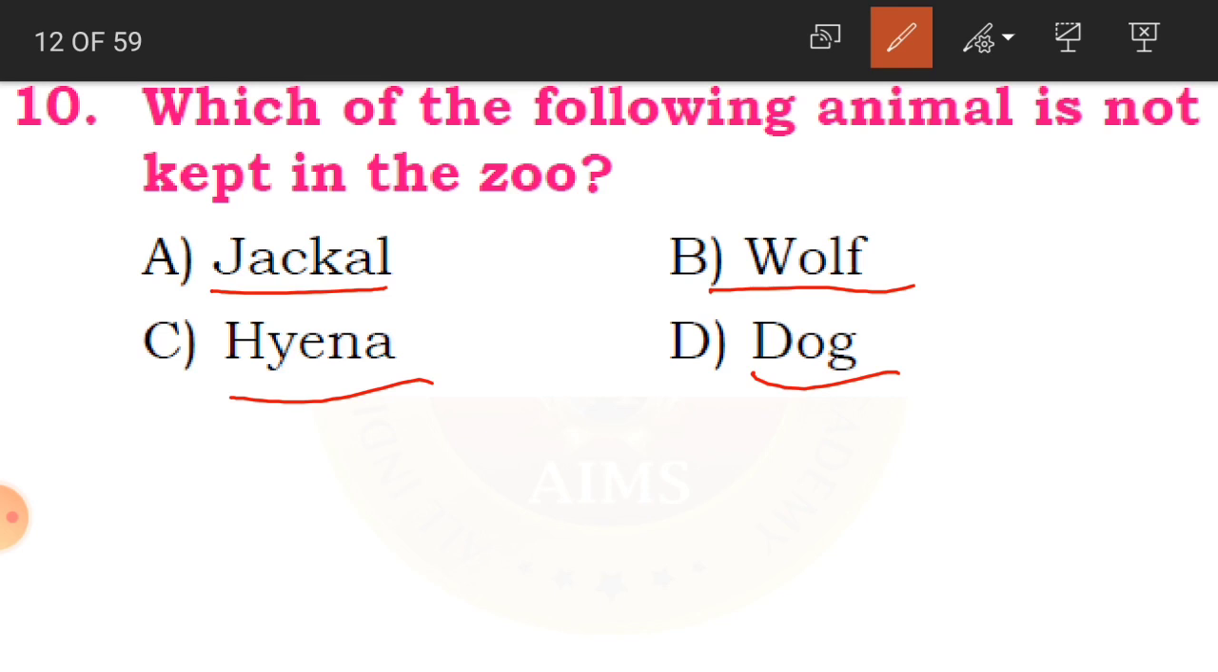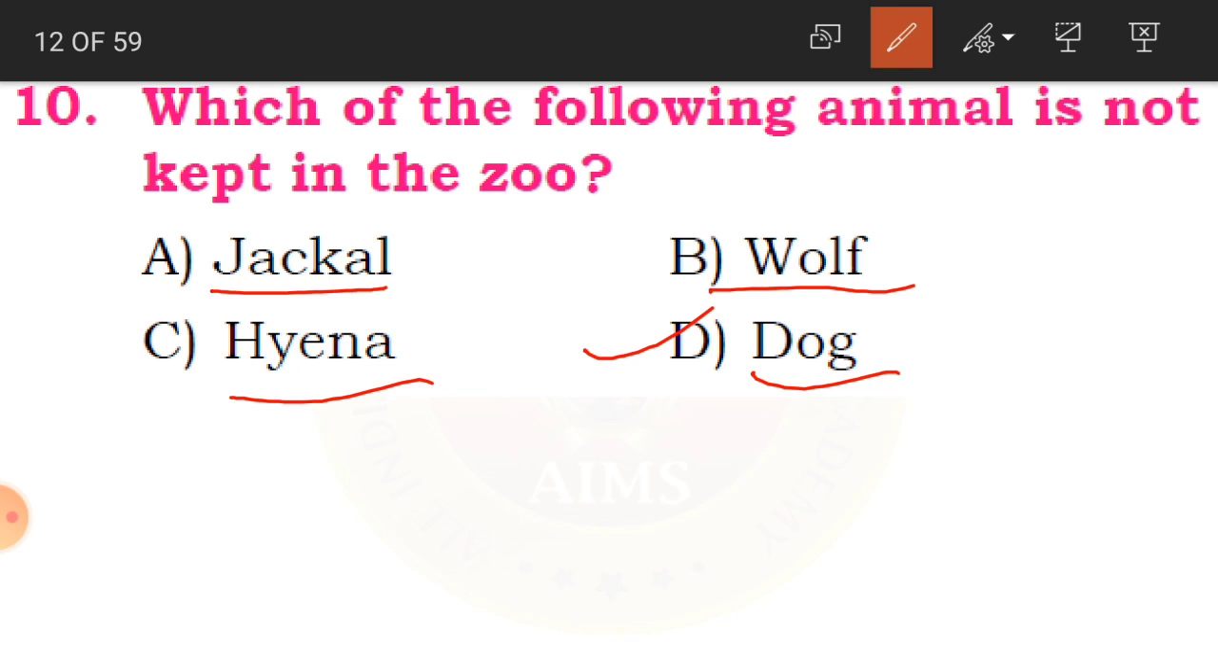They are free to just live along with us. But wild animals, either they will be in the forest or to just have a visit, we'll keep some of the animals in the zoo. We'll not let them free as we have our domestic animals. So from these four animals, which one is not kept in the zoo? It is the D option, dog. We'll not keep dog in the zoo.